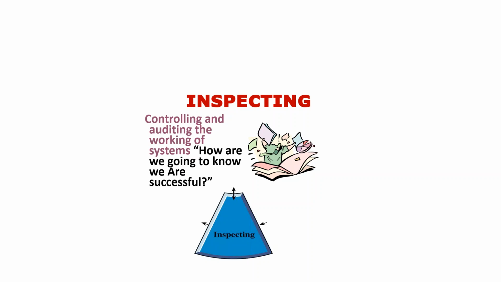So a typical example of that is that if you're completing a budget for next year, the obvious place to go would be to look at last year's budget and to build upon that budget. So that would be a classic inspecting role.